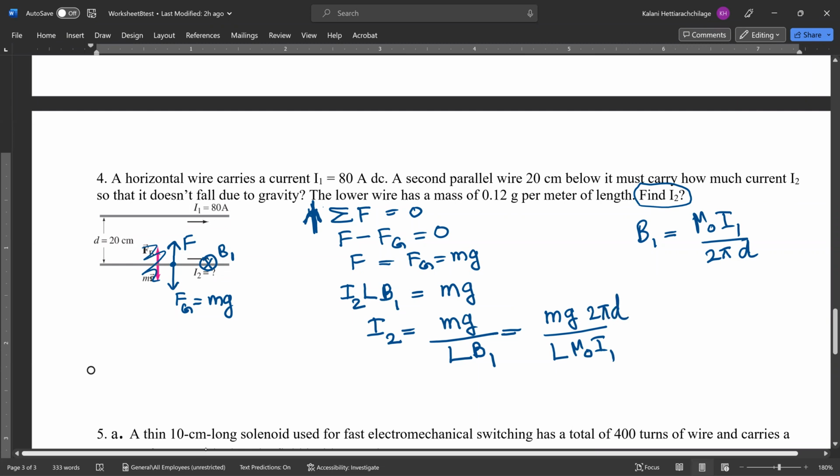So now we can plug in the values. Convert into SI units. M is 0.12 grams, that is 0.12 times 10 to the negative 3 kilograms. And g value is 9.80, and 2 pi and D is 20 centimeters. No, D is 20 centimeters. That means you have 0.20 meters. You're going to divide that by the length. Length of the wire is 20 centimeters. Wire below, let me see.